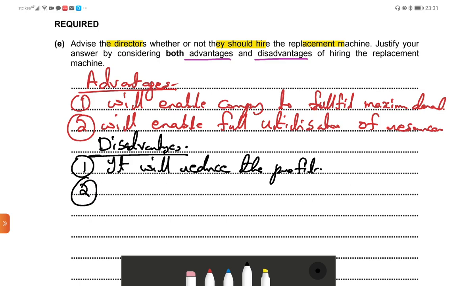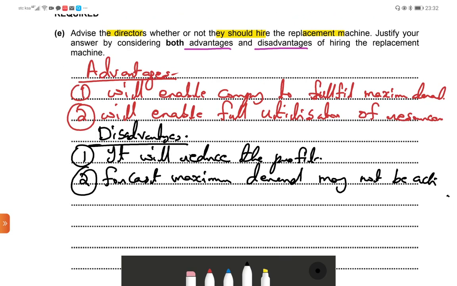Then second, we said in the advantages that the company can produce the full product and maximize the profit. But the forecast will not always be correct. Maybe it will reduce the profit, right? Forecast maximum demand may not be achieved. So these are the advantages and disadvantages.